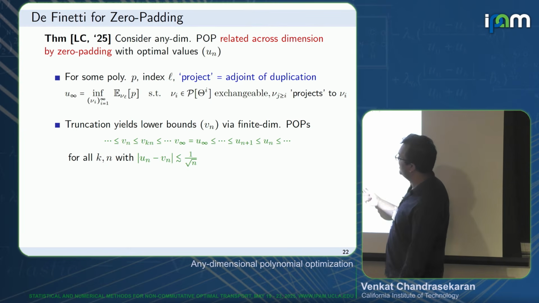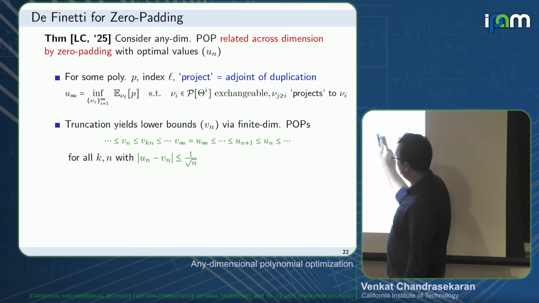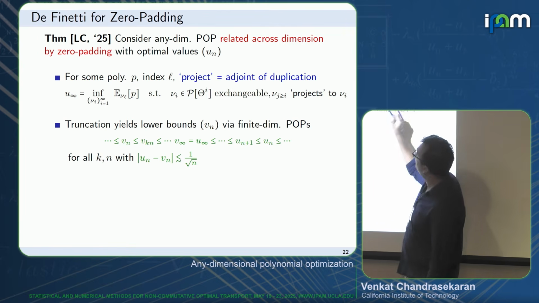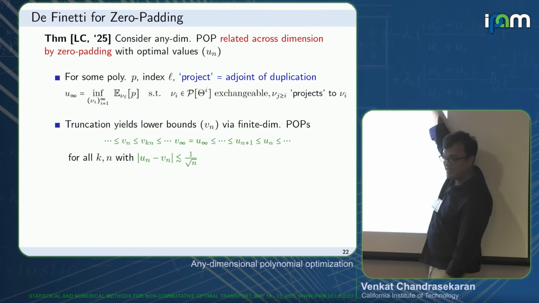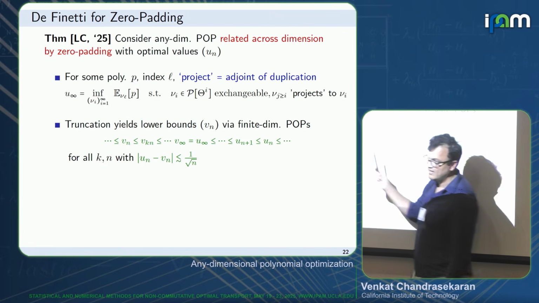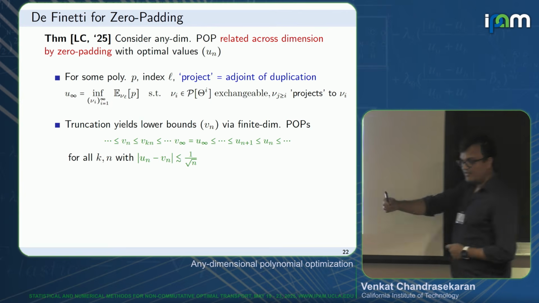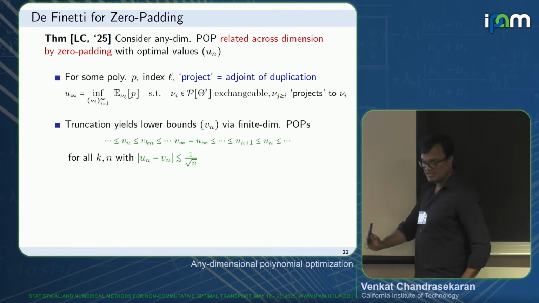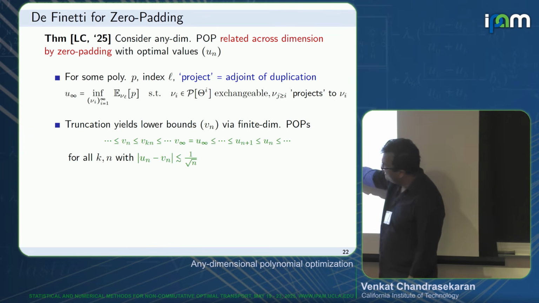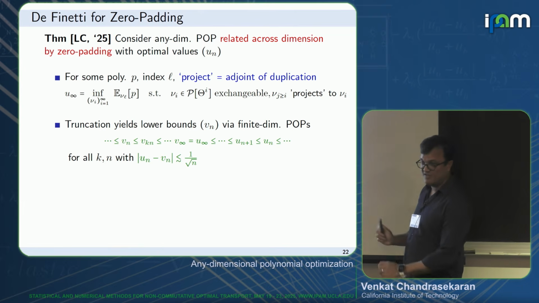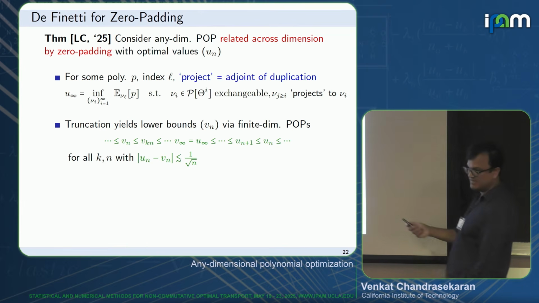But the relations across dimensions are different, because here the relation is u_n to u_{n+1}, because they're related by zero padding. And it's the lower bounds, because they're related by duplication, that go from n to kn. So that indexing, the poset indexing, if you will, more formally switches. And here we have this rate. And both these rates, 1 over n in the previous slide and 1 over square root of n, are tight, and we have examples exhibiting these rates.